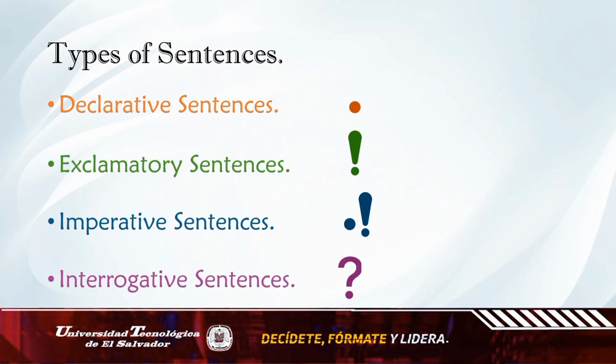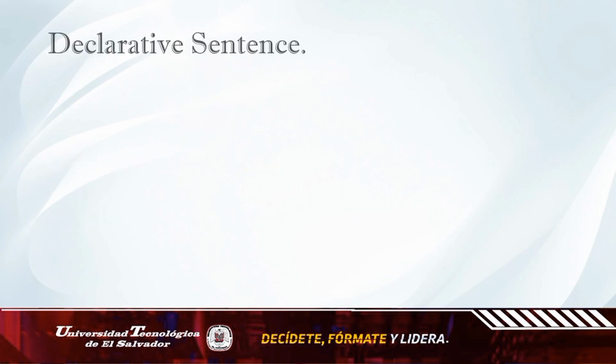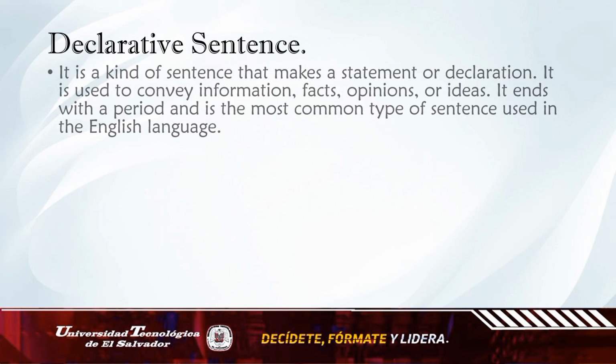Let's explain the first one. A declarative sentence is a kind of sentence that makes a statement or declaration. It is used to convey information, facts, opinions, or ideas. It ends with a period and is the most common type of sentence used in the English language.